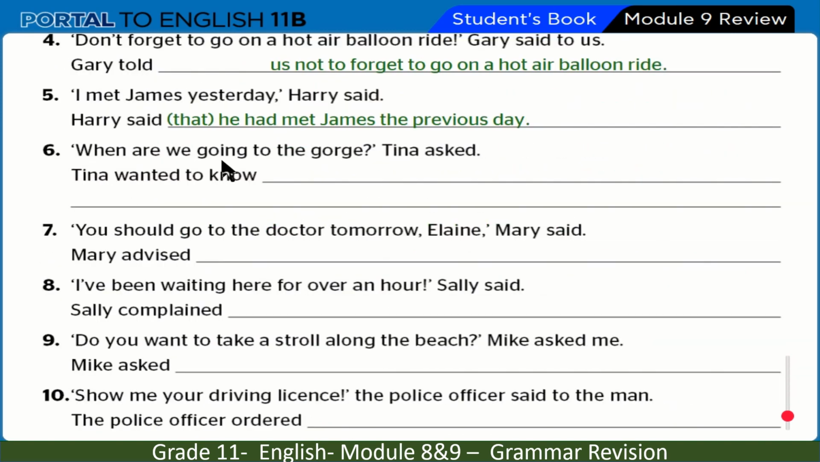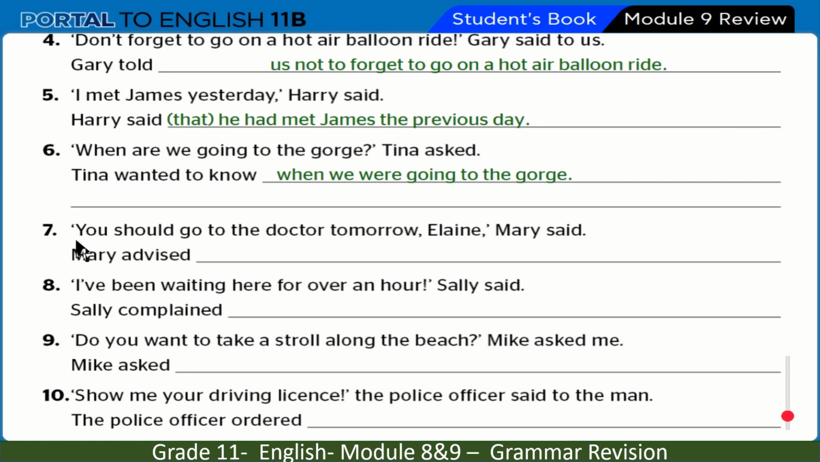Number 6, when are you going to the gorge? The gorge is another word for valley. Valley, gorge, the same. Tina wanted to know, as you can see, this is a WH question, so we should keep this word here. So wanted to know when we were going to the gorge.